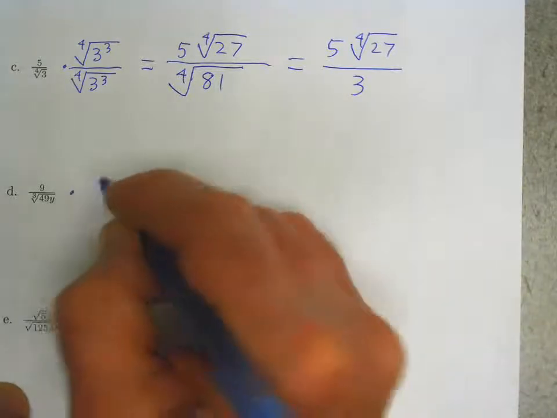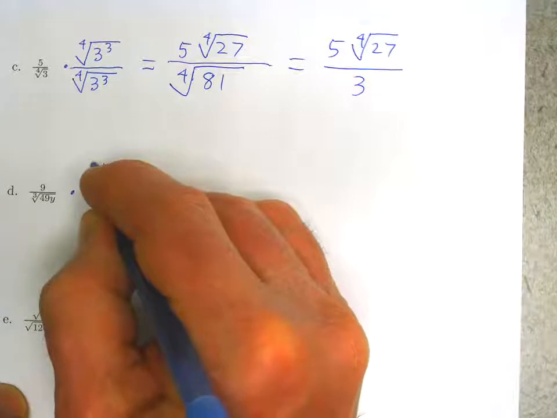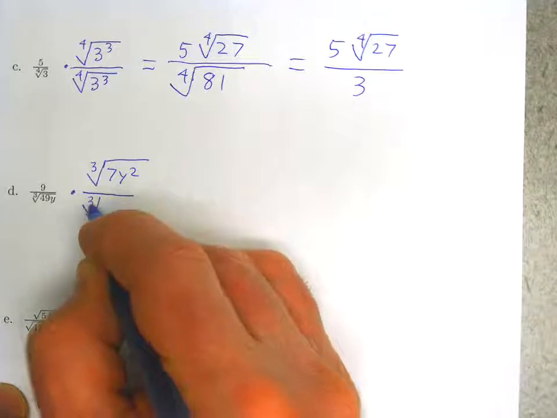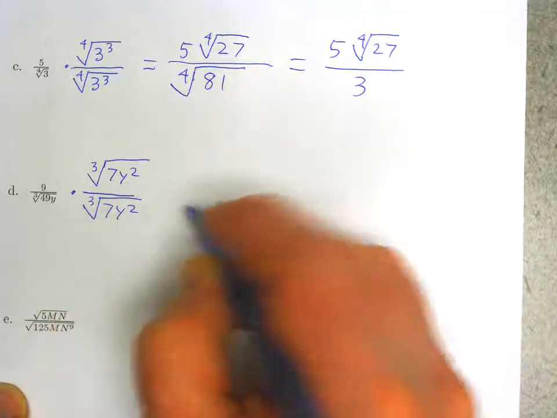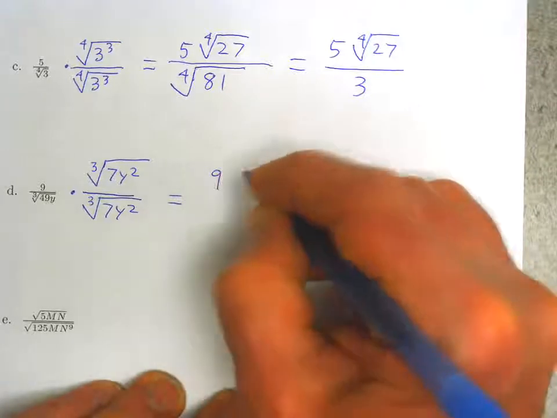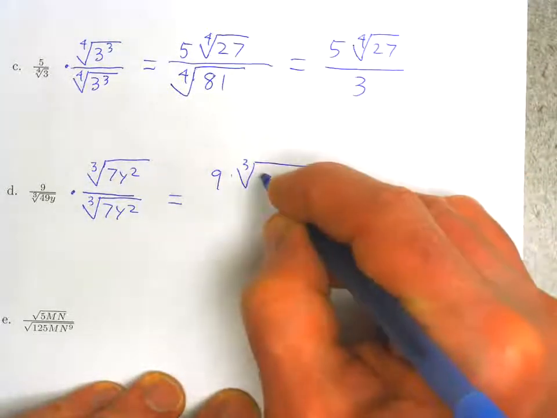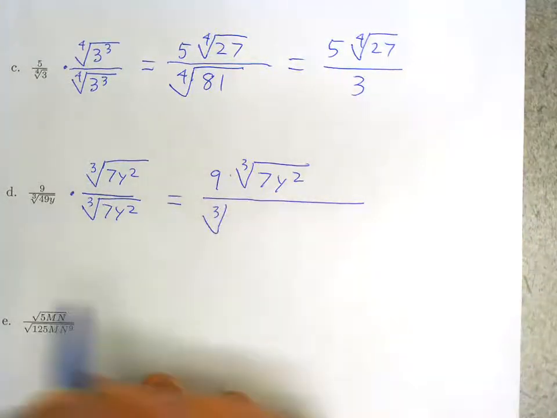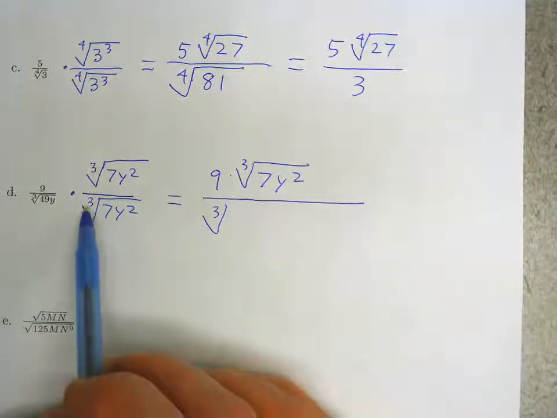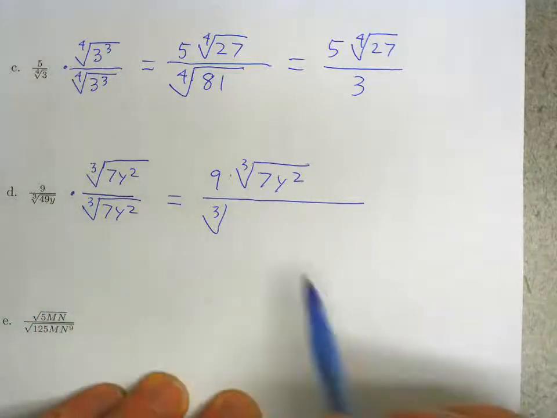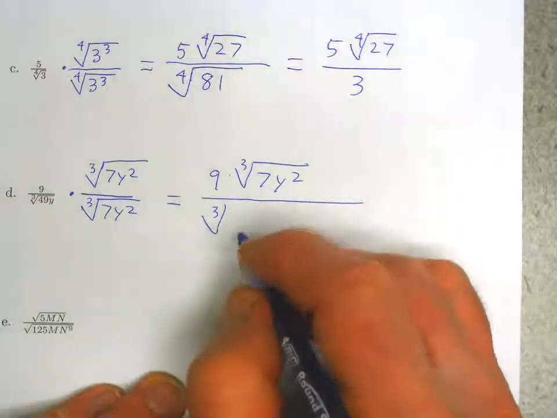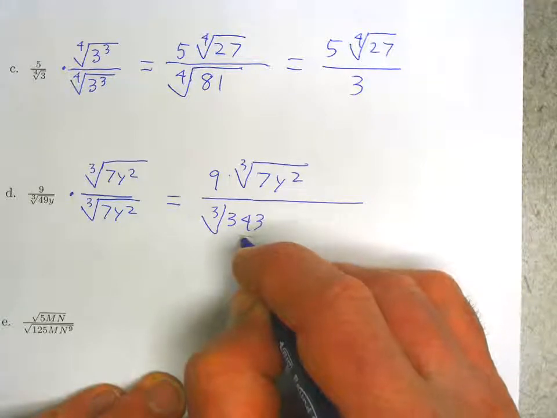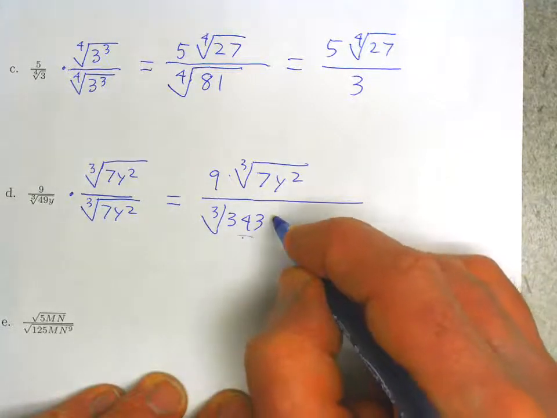Okay, so the form that one takes on is the cube root of 7y to the second divided by the cube root of 7y to the second. So in the numerator, we have 9 times the cube root of 7y to the second. In the denominator, the cube root of 49y times the cube root of 7y to the second. Well, that's the cube root of 7 to the third, or 343. 343 is just a perfect cube. 7 to the third is 343. And then y times y to the second is y to the third.